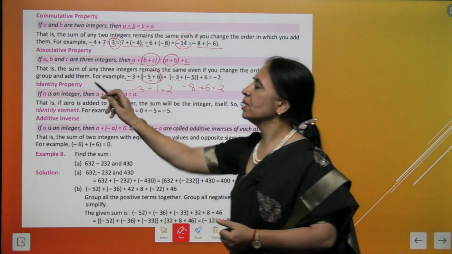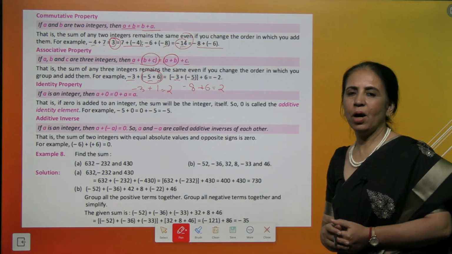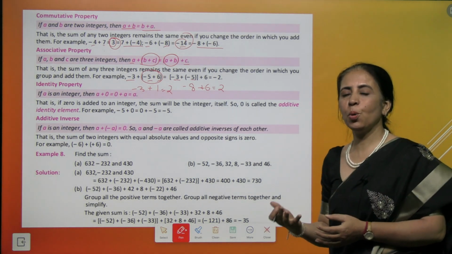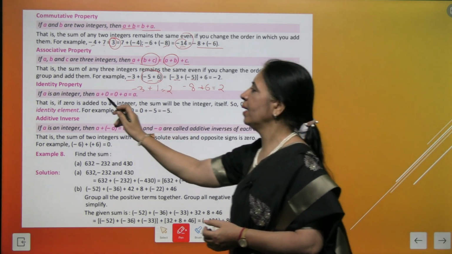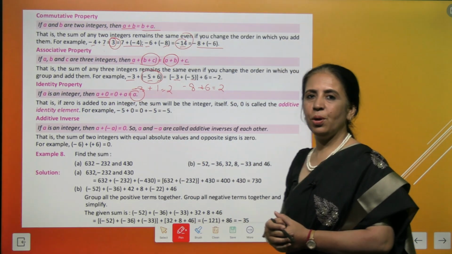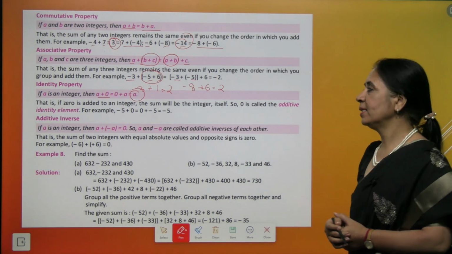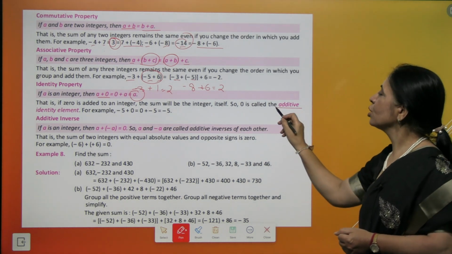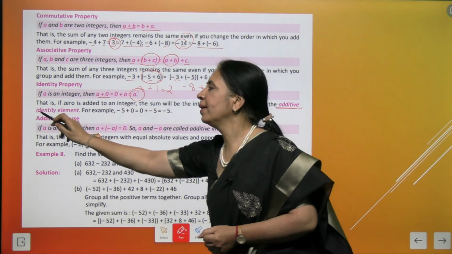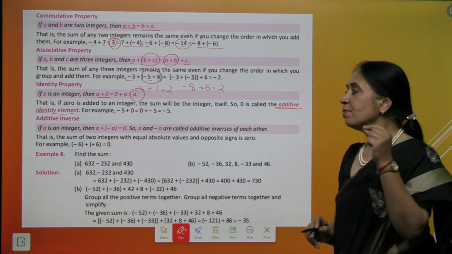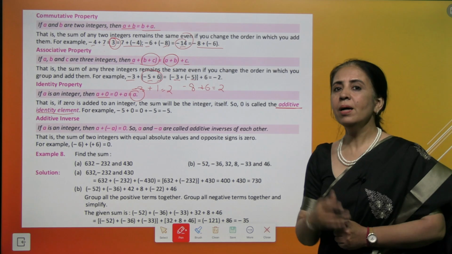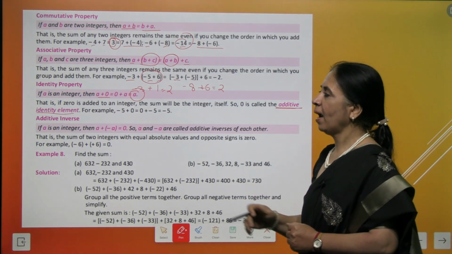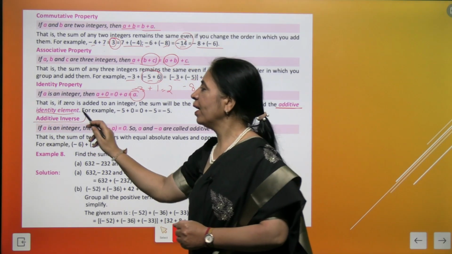Coming to identity property. Identity property क्या होती है? एक नंबर है 0, अगर हमने उस 0 को किसी भी इंटीजर में ऐड किया तो आपका नंबर चेंज नहीं होगा, and that's called identity element. And because we are talking about addition, so this is called additive identity element. So that means if 0 is added to any number, the result remains unchanged. Got it?